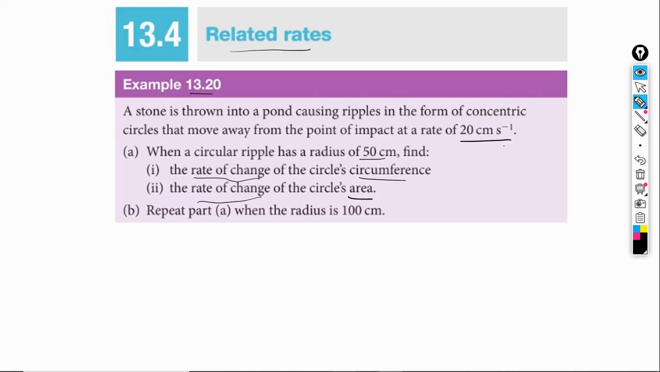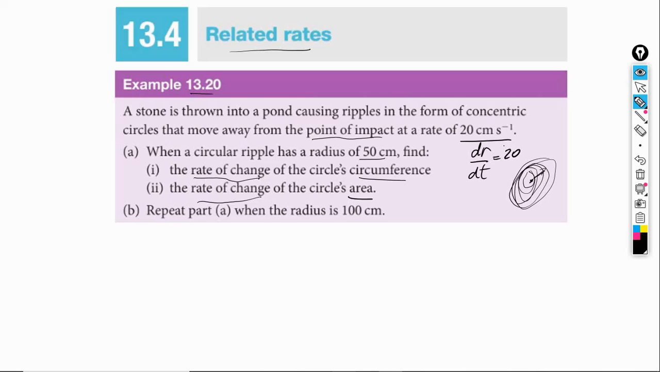Very well. So here we have a little bit of information that they're giving us. First of all, they're talking about the ripples moving away from the point of impact at a rate of 20 centimeters per second. The point of impact is going to be the center of the ripples. So the ripples are moving away from the center at a fixed rate. That means a fixed rate of change for the radius. So the radius with respect to time is changing at this rate of 20 centimeters per second.